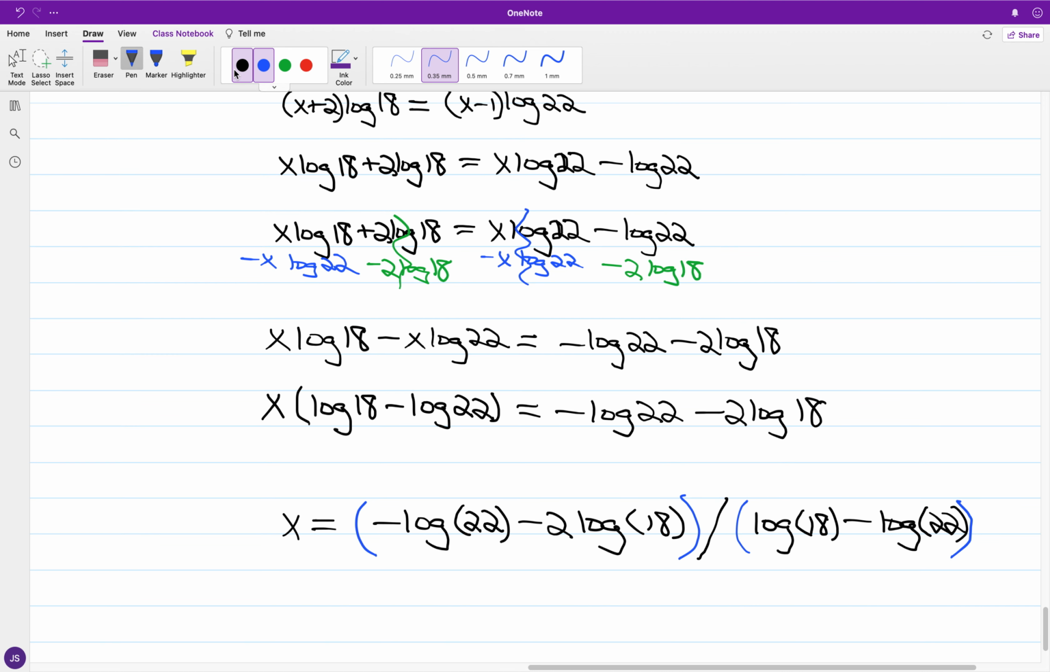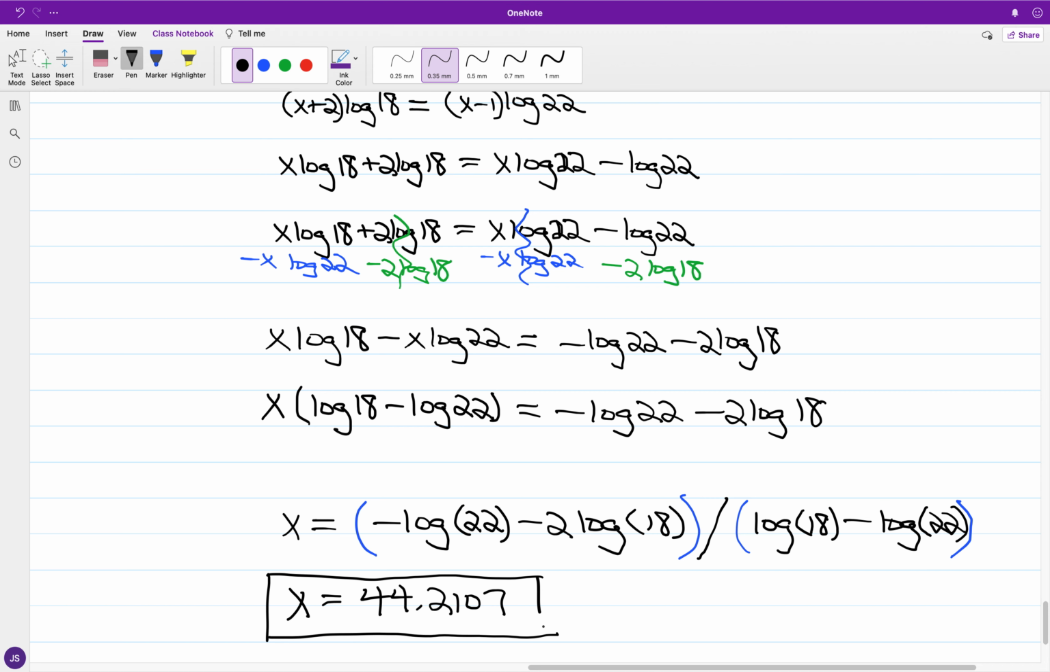Okay, and so for x, just taking what we have now, went a little bit over, sorry for that, but here we have 44.2107 for the final result. So again, be careful with the grouping symbols, especially if you have binomials divided by other binomial expressions. So just encapsulate with the parentheses.